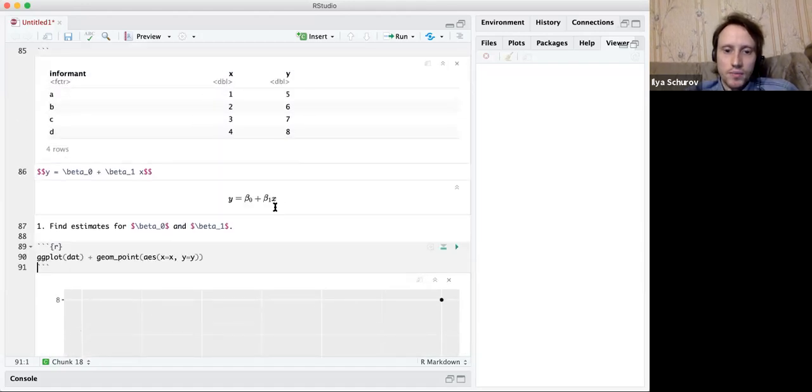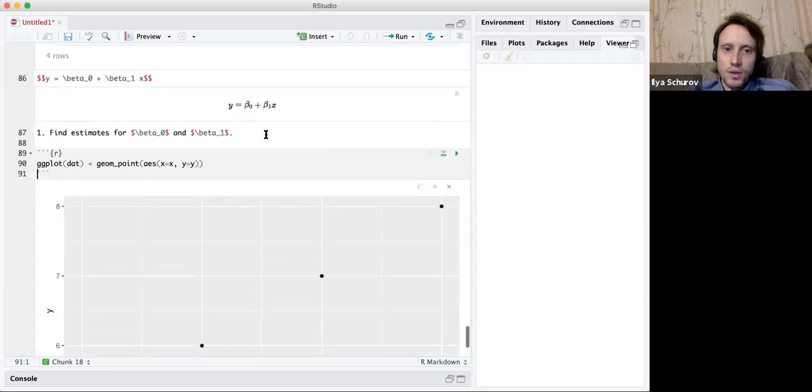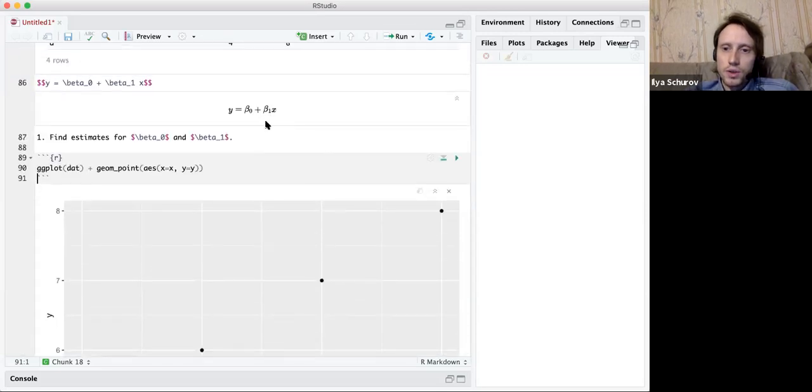And probably it is easier to find slope. The slope can be found in the following way. If we increase the value of x by 1, what is the increment of value of y? So for example, if we move from this point to this point, we increase x by 1, and y is also increased by 1. So the slope, which is beta 1, equals 1.